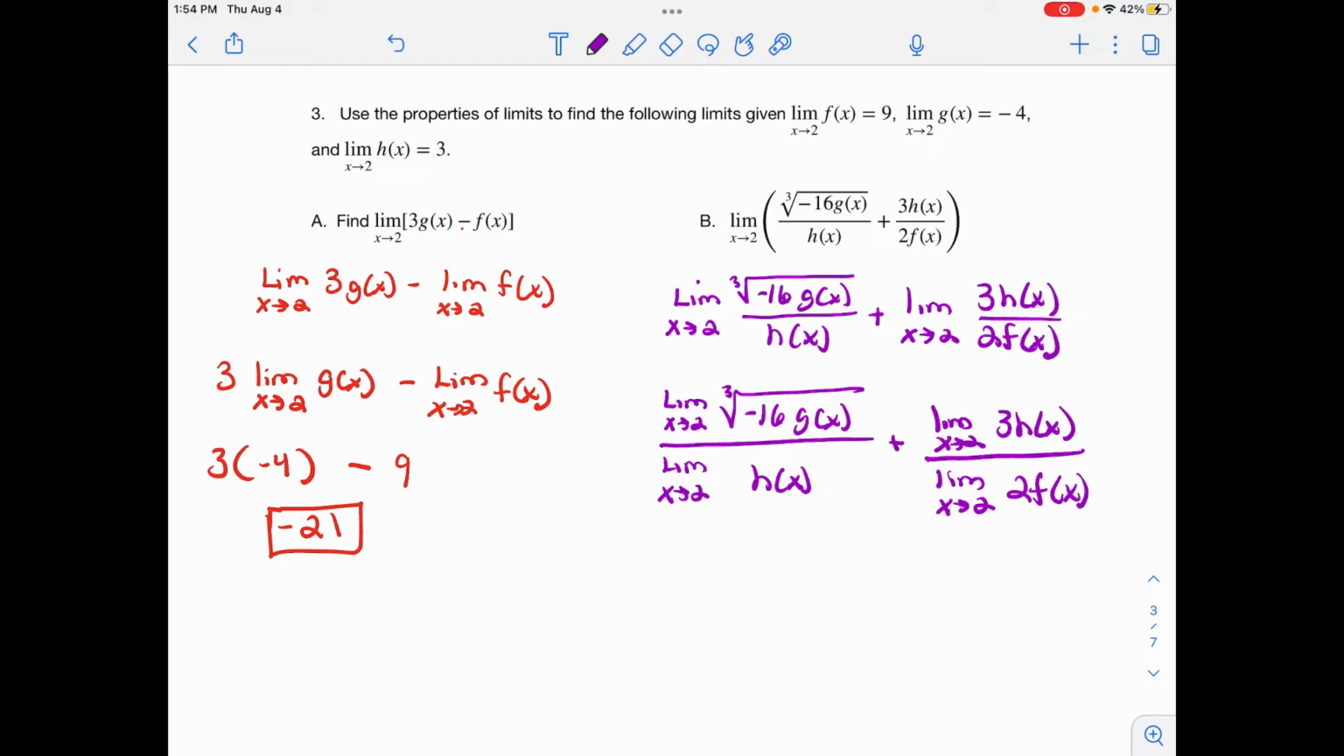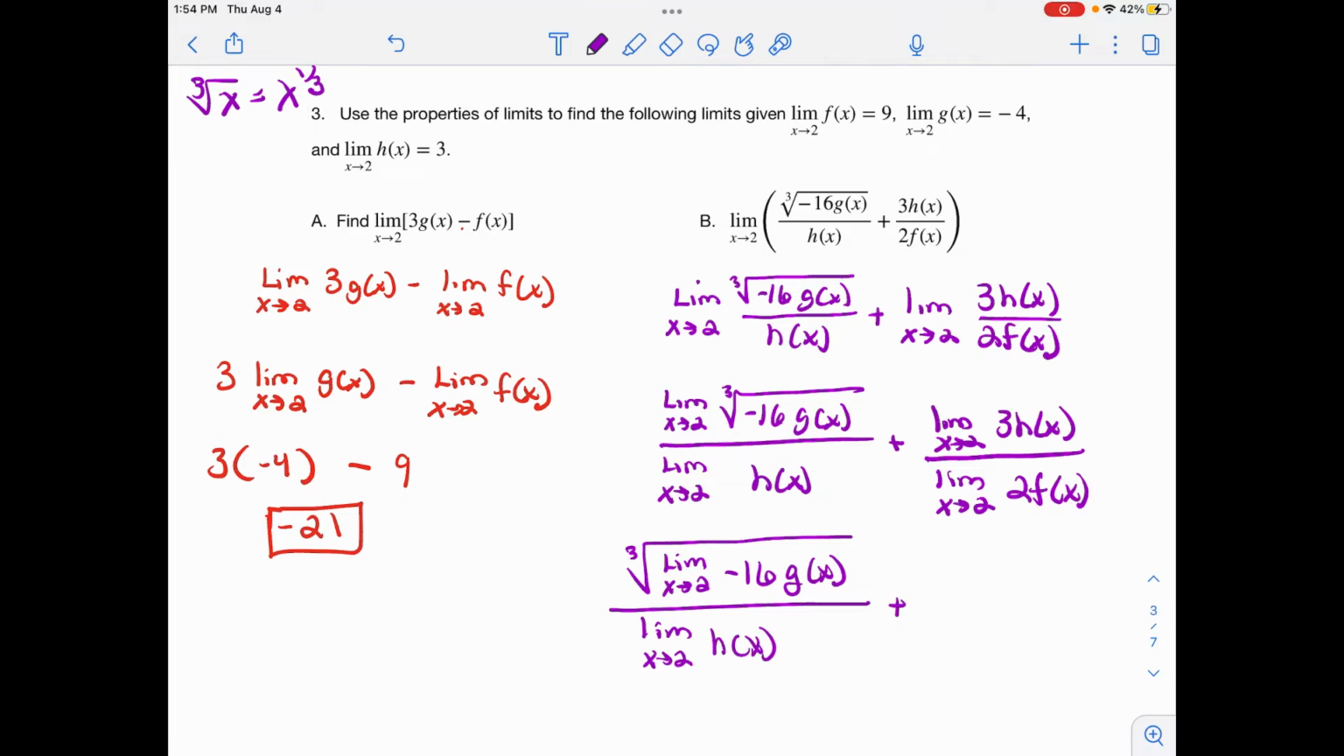Now, to do our next one, notice that the cube root, recall that the cube root of x is equal to x to the 1/3. So this is like saying x raised to a power. And so we're going to use that power rule, but I'm going to keep it in the radical form. So that means I can bring that power out. So this becomes the cube root of the limit as x goes to 2 of -16 times g of x over the limit as x goes to 2 of h of x, plus the limit as x goes to 2 of 3 times h of x over the limit as x goes to 2 of 2 times f of x. So that's using that power rule.